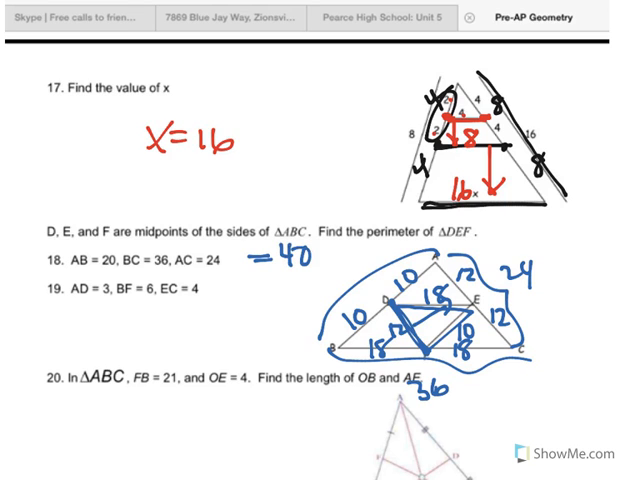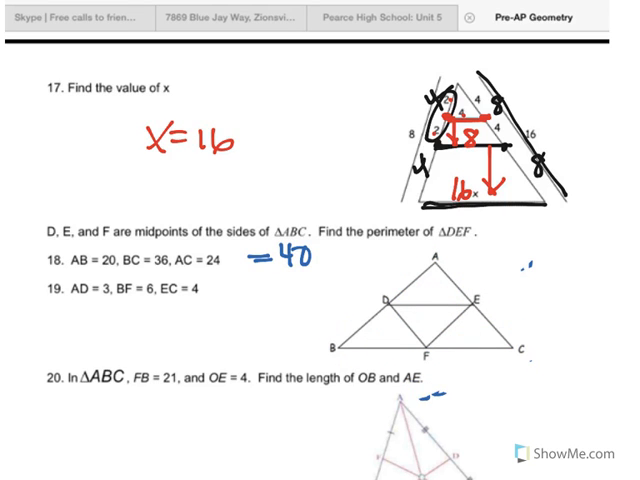Okay, now let's try it again with the new measurements. It says AD is 3, BF is 6, and EC is 4. So again, we know that those are all midpoints, and so your opposite sides are going to be exactly half, which is going to be the original number, 6, 3, 4. Add them up, 13.